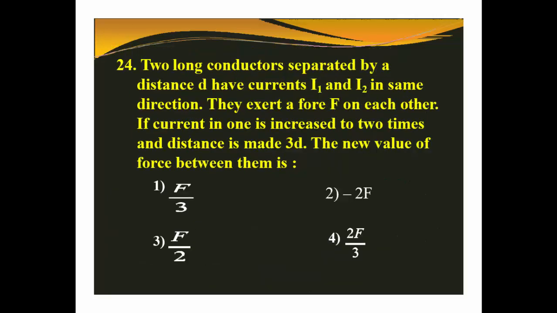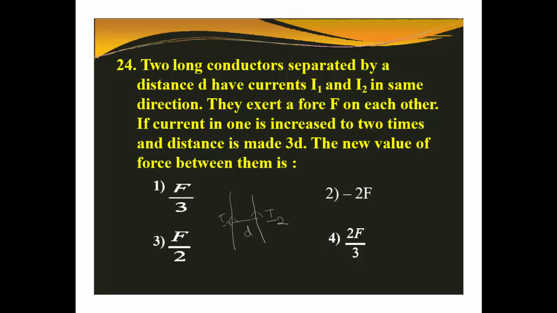Go for the next question. There are two long conductors separated by the distance D. They are having currents I1 and I2 in the same direction. If I1 is upward, I2 is also upward. Okay, now they exert force on each other.